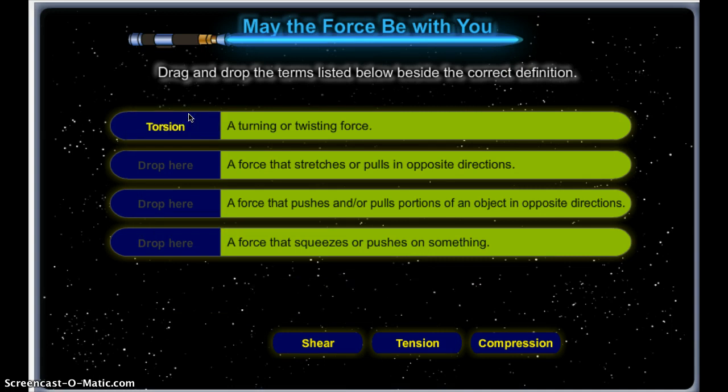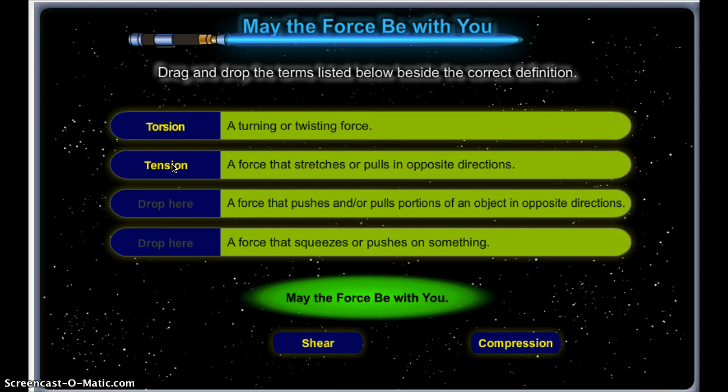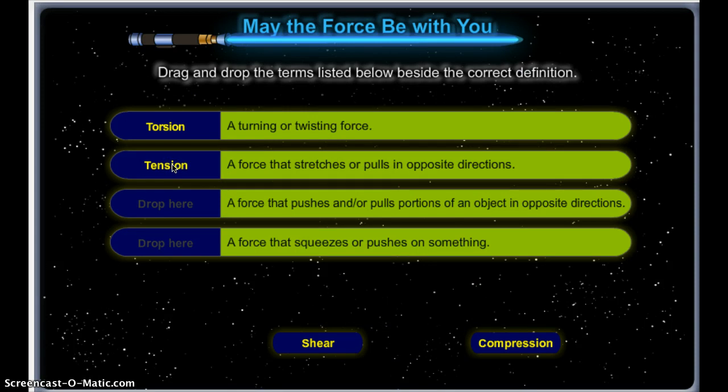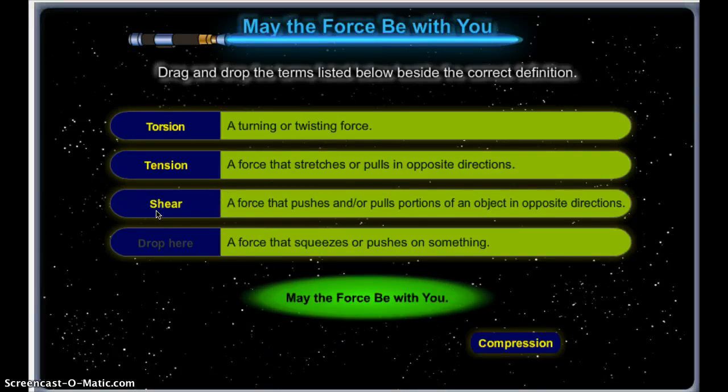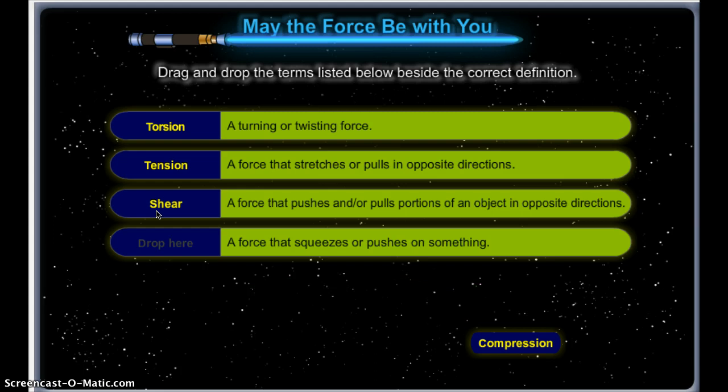A force that stretches or pulls in opposite directions. Think of that tug-of-war. That would be tension. A force that pushes and or pulls portions of an object in opposite directions. It's that opposite directions that should be the indicator here, that we're talking about shear. And lastly, a force that squeezes or pushes on something. Process of elimination is compression.